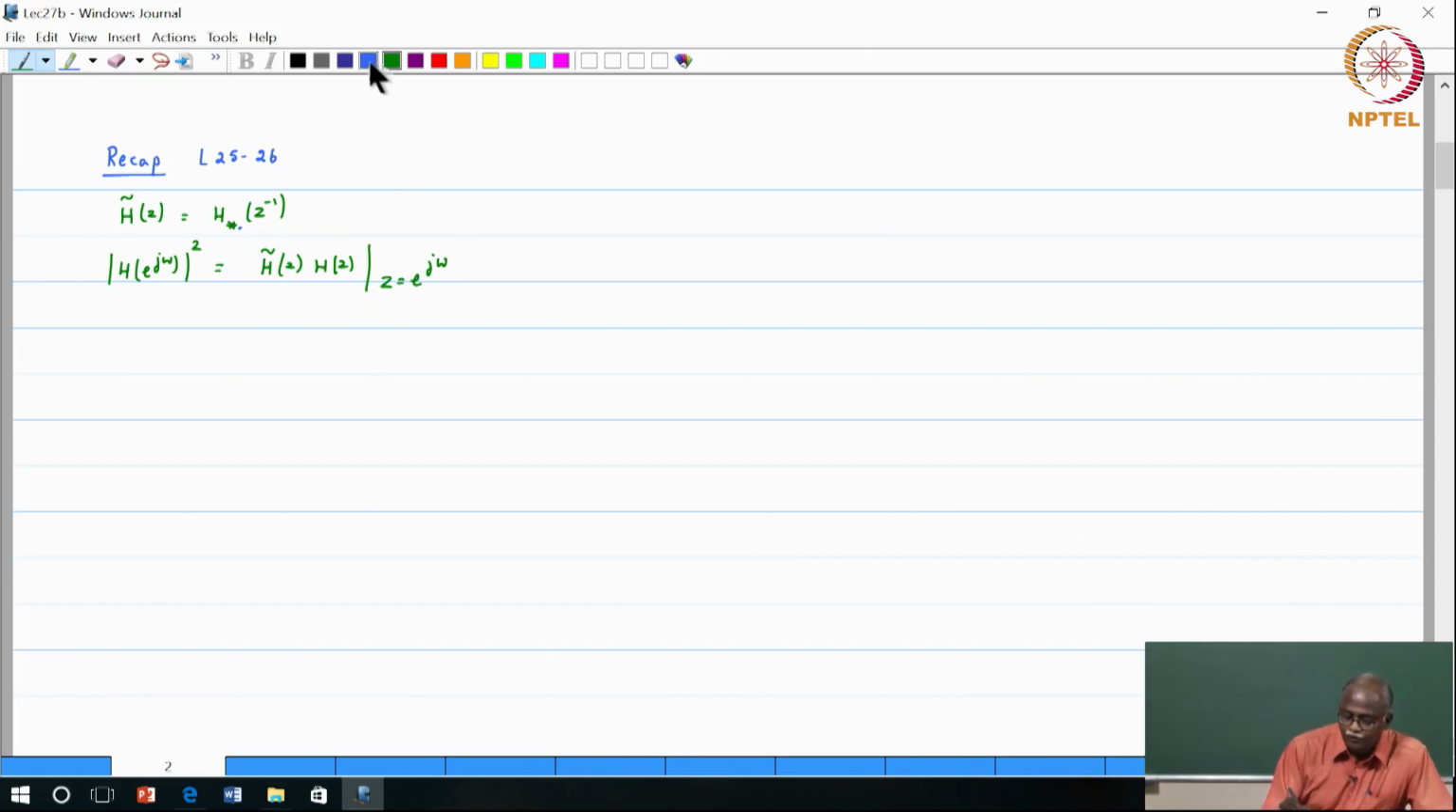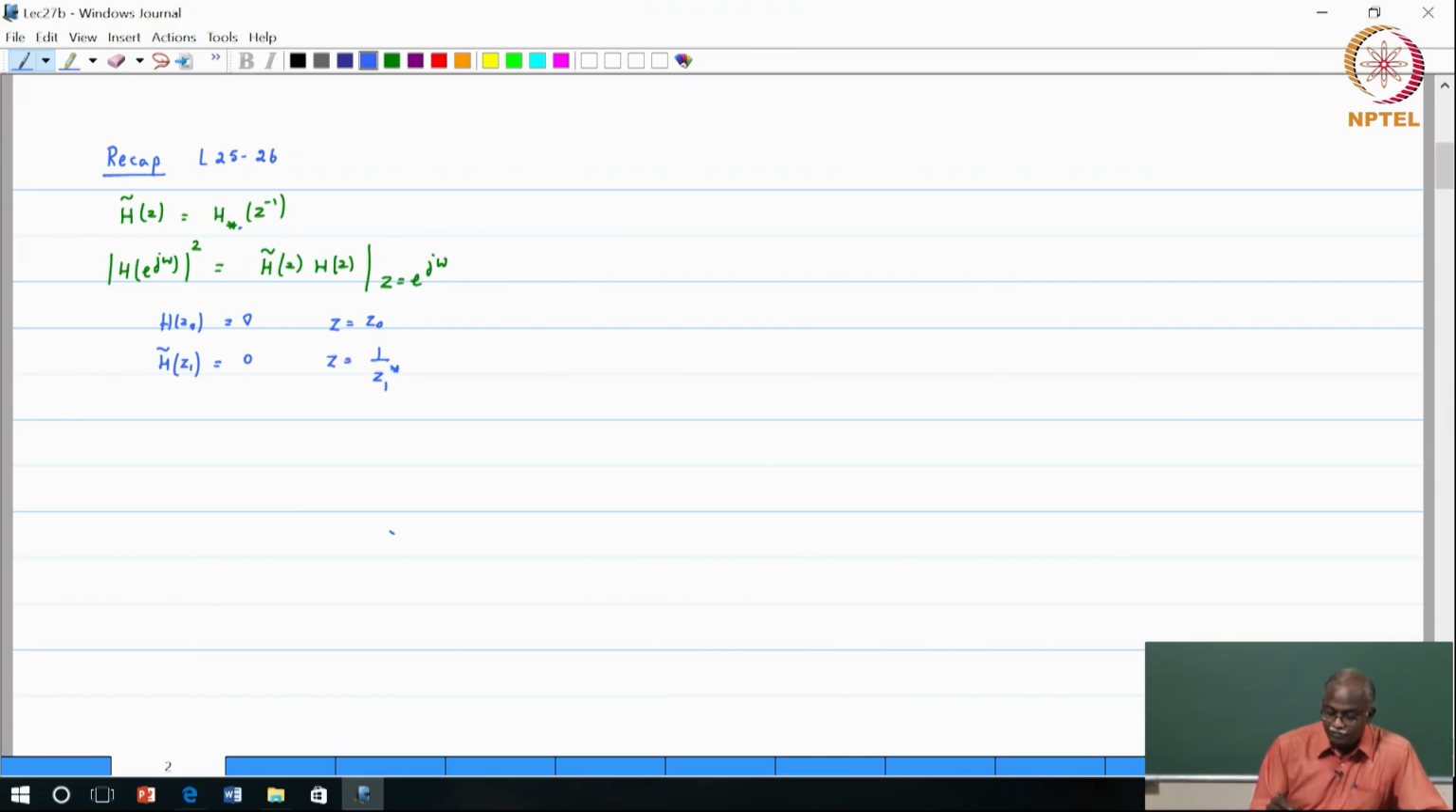Now, moving from this, this also tells us that the zeros are at reciprocal conjugate locations. So, if h of z naught equal to 0, that is, if z equal to z naught gives h of z naught equal to 0, then h tilde of z naught equal to 0 means that you have a 0 at 1 over z naught conjugate. Okay, so basically the reciprocal conjugate location is where the 0 will lie.